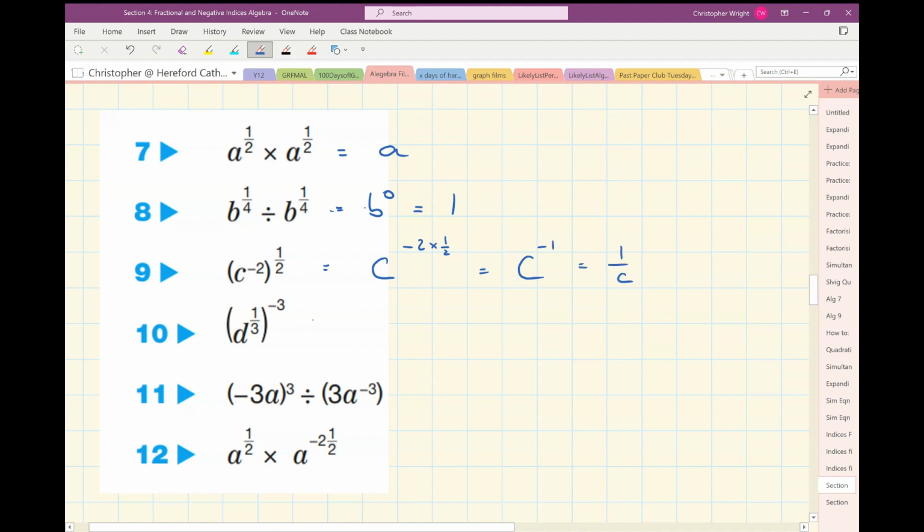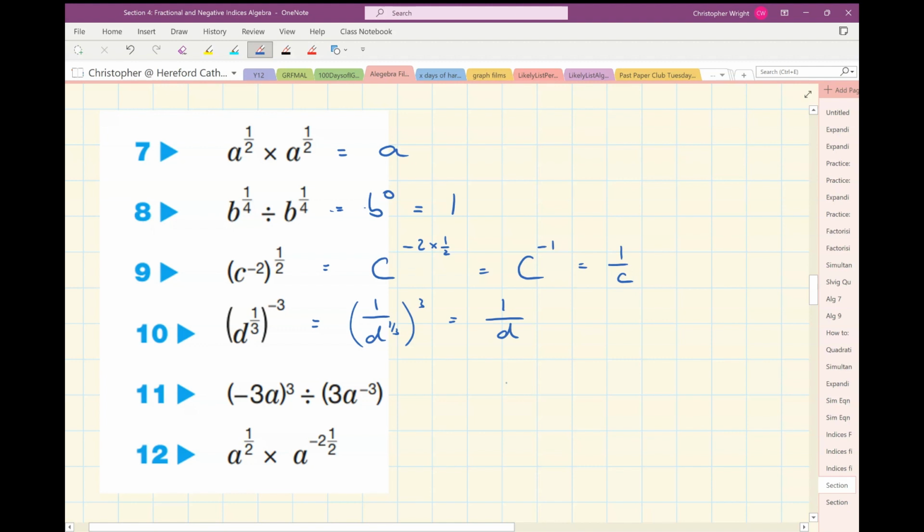Number 10. d to the power of a third to the power of minus 3, it's going to be 1 over d to the third to the power of 3. So that's 1 to the power of 3, which is 1, over d to the power of a third to the power of 3. And that's the cube root of d cubed. So I simply have d.